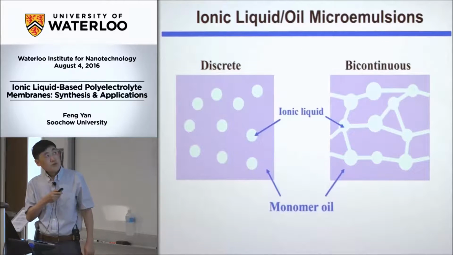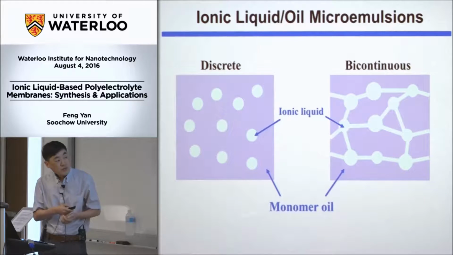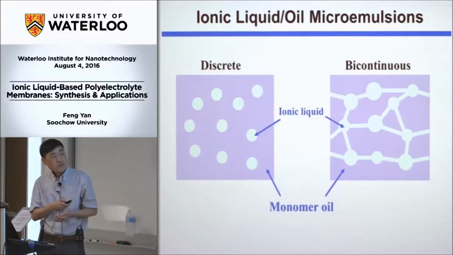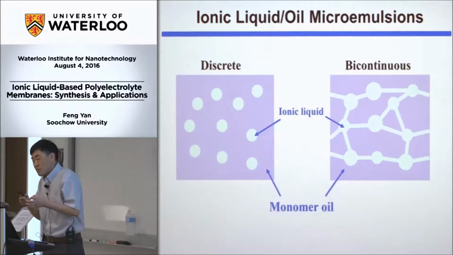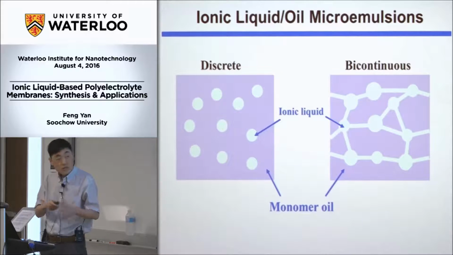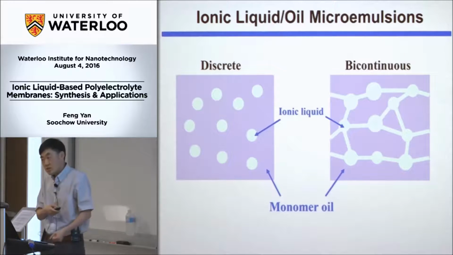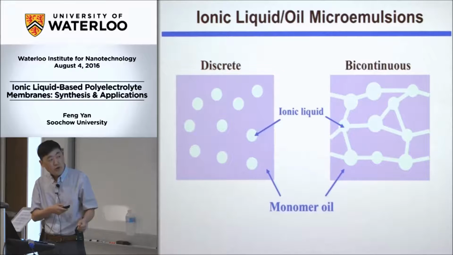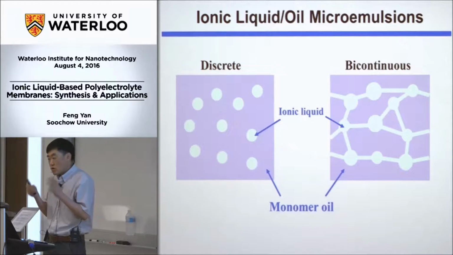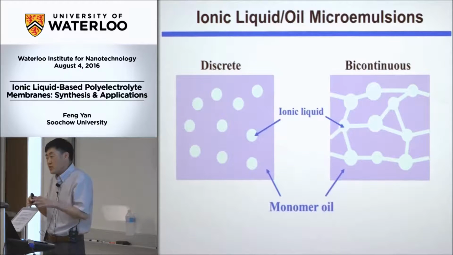Therefore, is it possible to prepare the ionic liquid-based micro-emulsion? For example, I use the monomer oil as a continuous phase and I disperse the ionic liquid like nano droplets, or form nano networks inside the monomer oils. For example, you use styrene or MMA and you can prepare this micro-emulsion. So think about it. If this monomer oil was polymerized or cross-linked, therefore, this nanostructure of ionic liquids will be fixed inside the polymers.